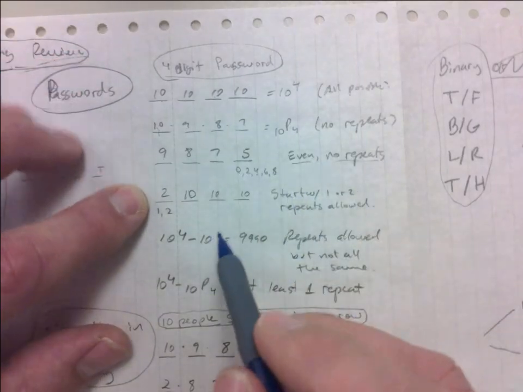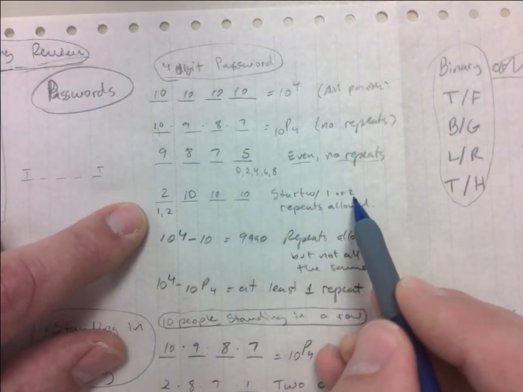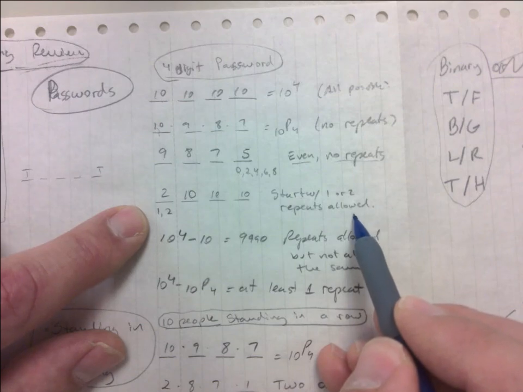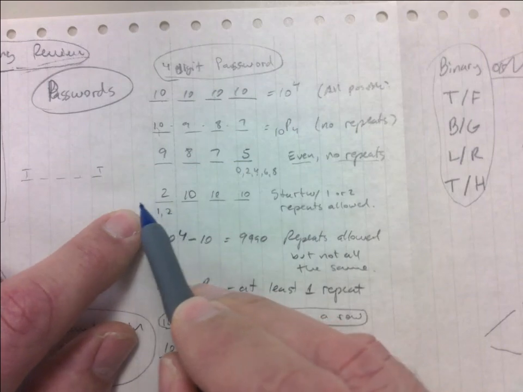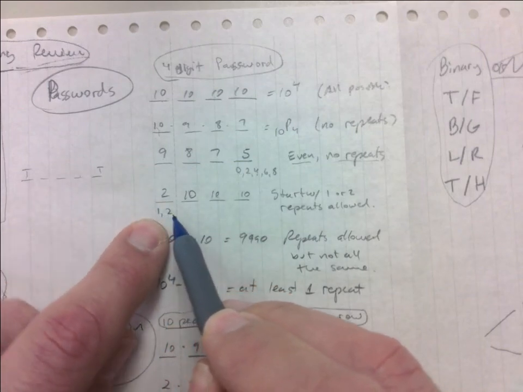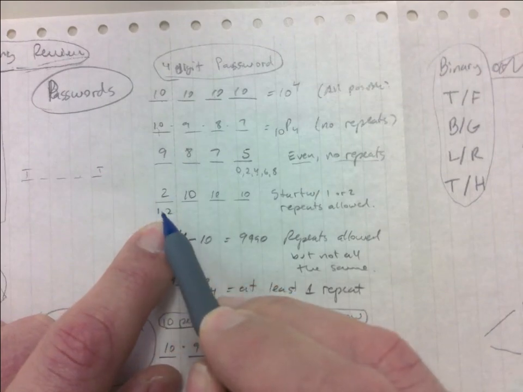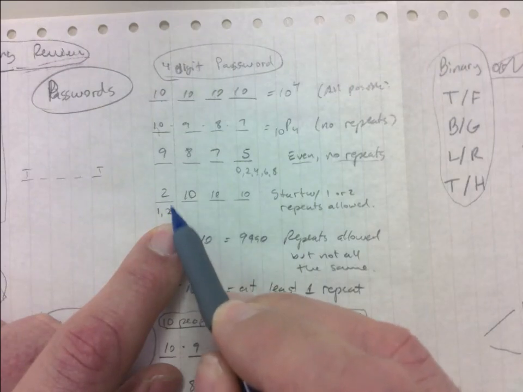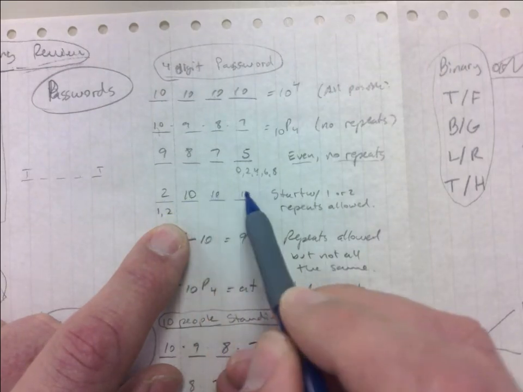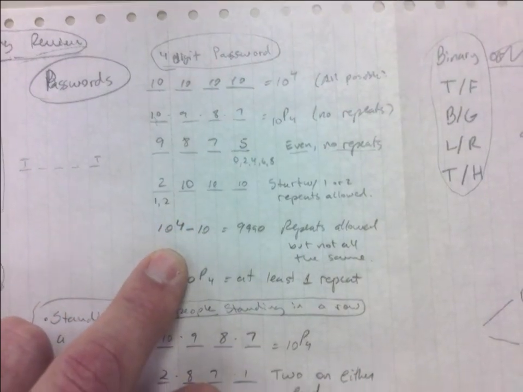That's important. Next, starts with a 1 or a 2. Repeats allowed. So what if it's repeats allowed? So 1 or 2. So you're branching off into 2 different branches, right? First where the 1 is the starting number and then the 2. So it's just 2 and then 10, 10, 10 because you're allowed to repeat.